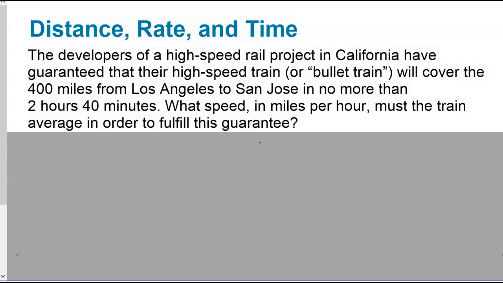Okay, so looking at this problem, we know that we are looking for the speed in miles per hour, how fast this train is going to go. So that's what we're looking for. We're looking for speed in miles per hour, which is a rate. And so let's go ahead and find a formula that we know is going to work for this. And in this case, distance equals rate times time.